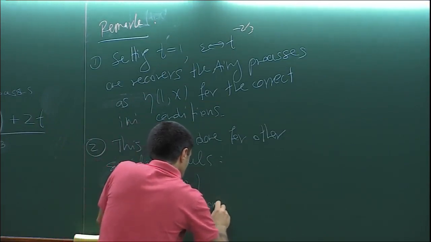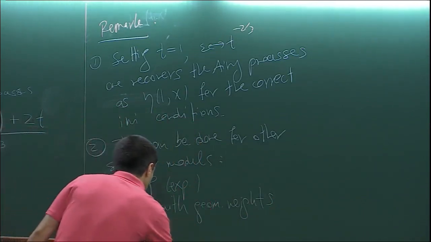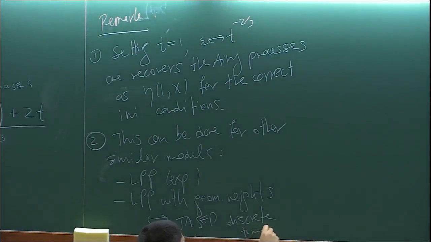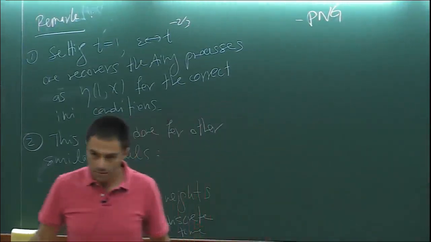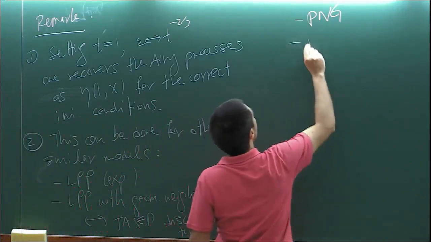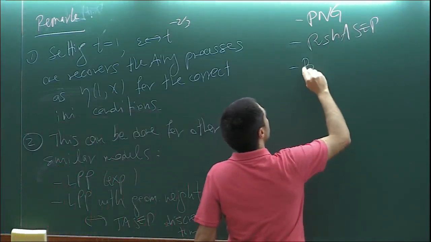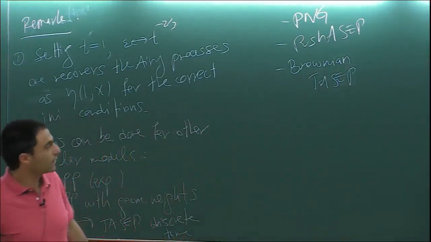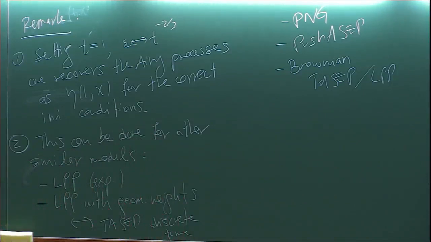So instead of putting exponential random variables, one puts geometric random variables. And this is the same as a certain version of TASEP in discrete time. One can also do something called PNG, and one can also do something called Pushing-SEP. This is just for those of you who know what these things are. And it can be done for other things as well, but this one is interesting as well. This is Brownian TASEP or Brownian last passage percolation. It can also be done. So at least we have a family of models that are going to this fixed point.